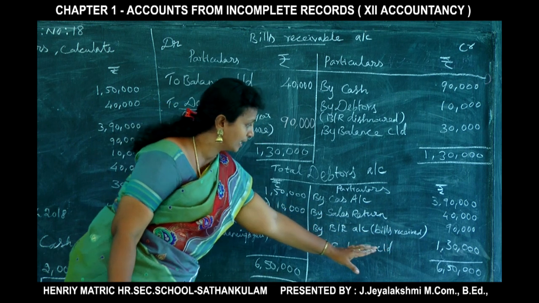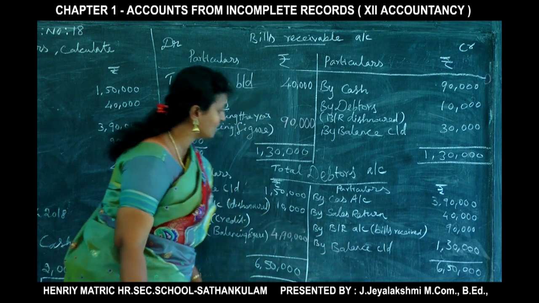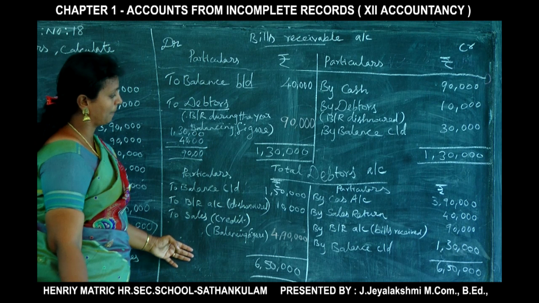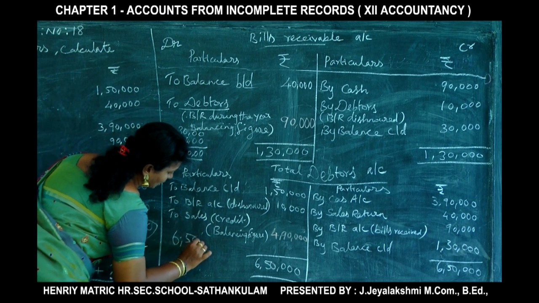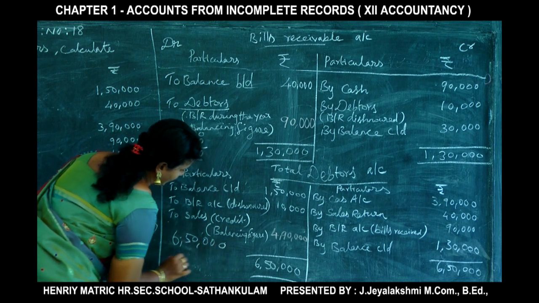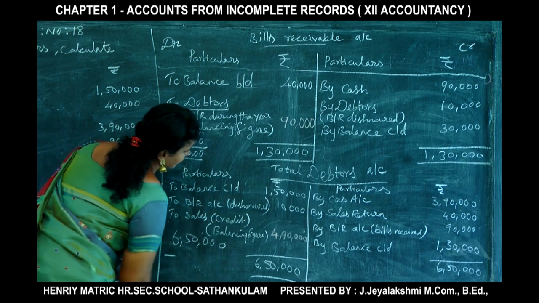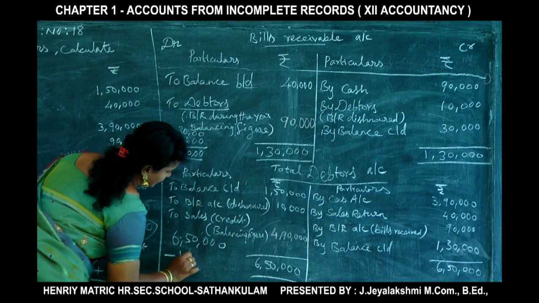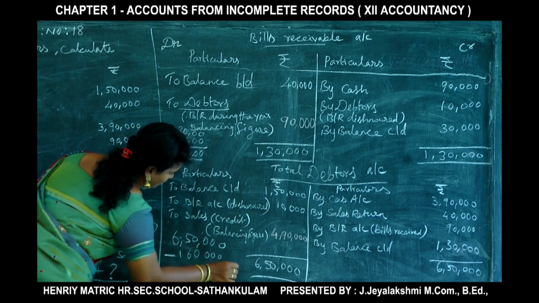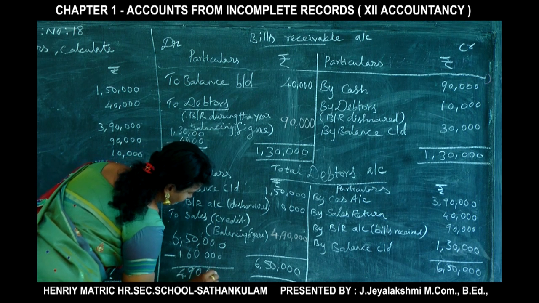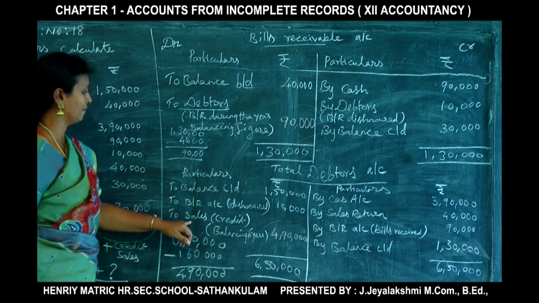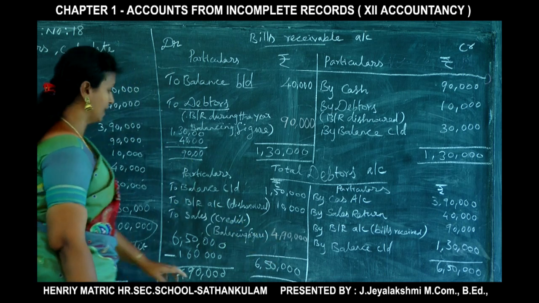Totally we get 6,50,000. This side is the lesser, the debit side. So we have to calculate 6,50,000 minus 1,60,000. How much are we getting? 4,90,000. So this is the balancing figure. We get the credit sale.